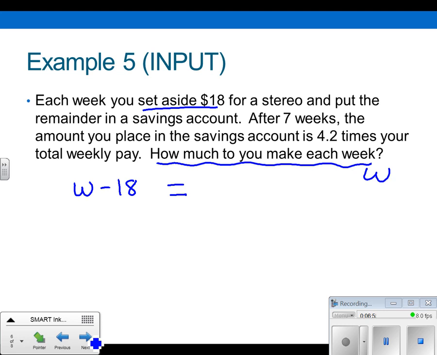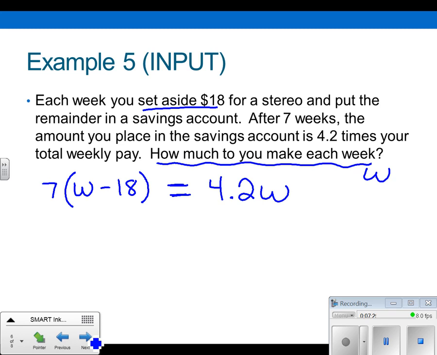After 7 weeks, so this right here is just 1 week, so what you have to do is put parentheses around all of that multiplied by 7, because you multiply the whole W minus 18 by the 7. That's where the parentheses come in. And after the 7 weeks, the amount you place in the savings account is the same as 4.2 times your weekly pay, which is W. So now we have our equation. You see we also do have that variable on both sides.